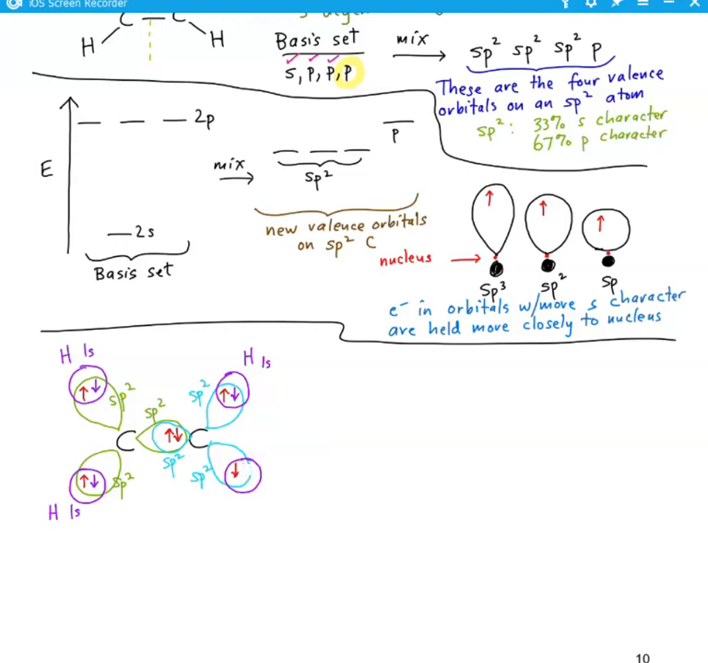Oops. We did not observe the Pauli exclusion principle there, which is a terrible, terrible thing. But I think we're going to be okay. Okay, so H1s. All right.